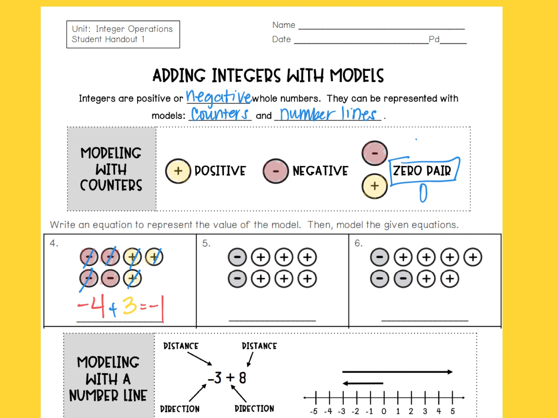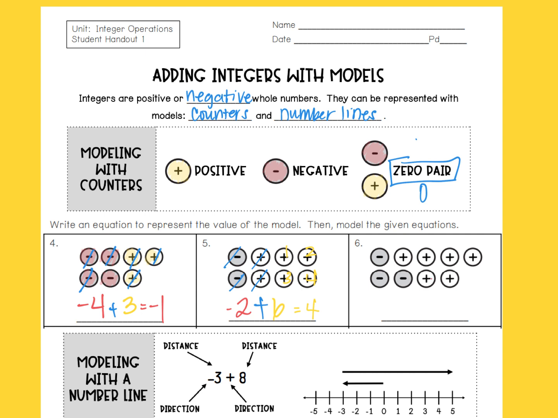All right, now let's go to number 5. We have 2 negatives plus 6 positives. And now I can cancel out my 0 pairs. So I have 1 negative and 1 positive. And I have 1 negative and 1 positive. I've canceled out 2 zero pairs, and that leaves me with 1, 2, 3, 4 positives. So negative 2 plus 6 equals 4.